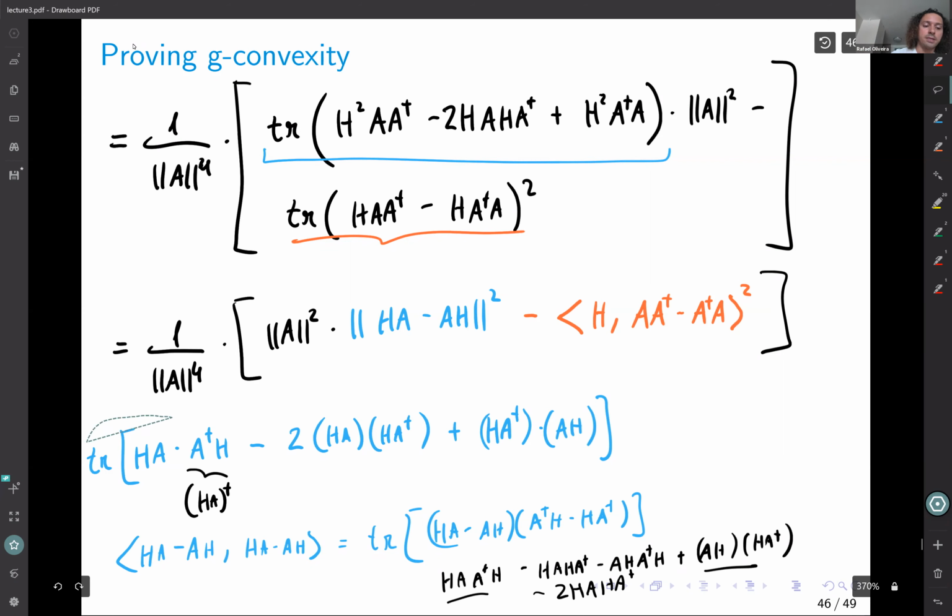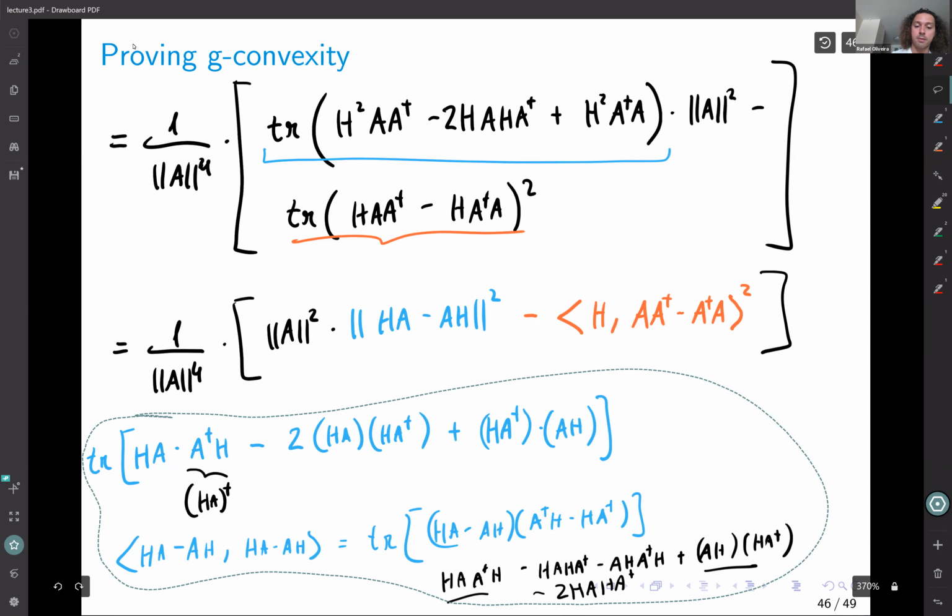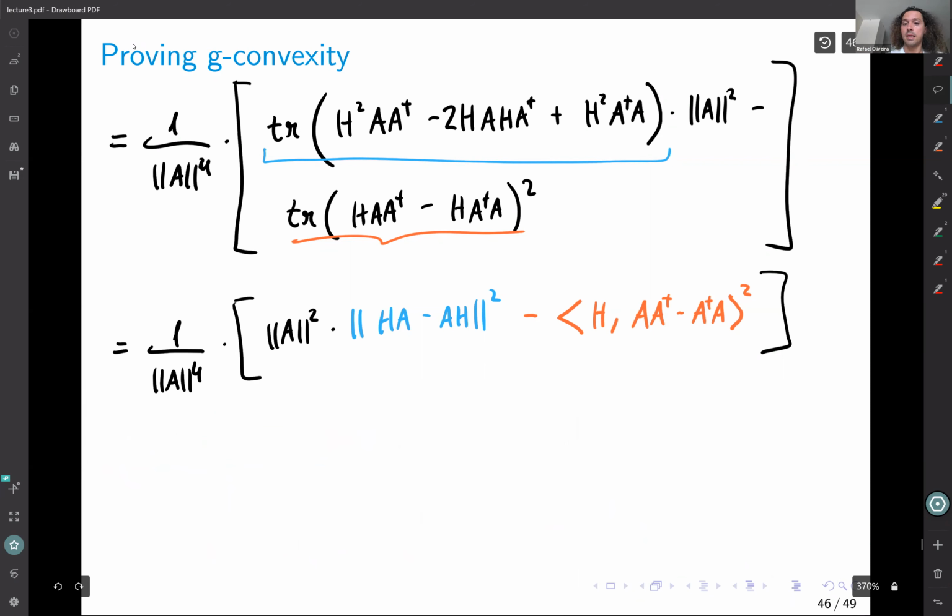So I'm just going to erase it. Okay, let me just delete this. And then the other one, you can clearly see that this is just the inner product and we're squaring. And now, how do we prove G convexity? To prove G convexity, we want to show that, let me call this star, that the star is greater or equal to 0, in positive semi-definite terms. But this is exactly what we need.